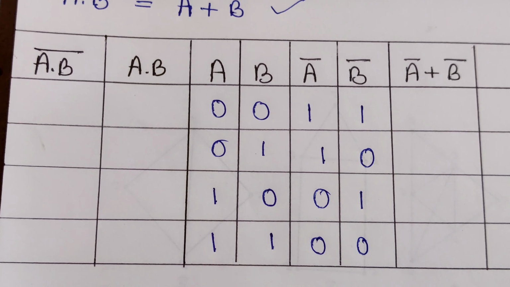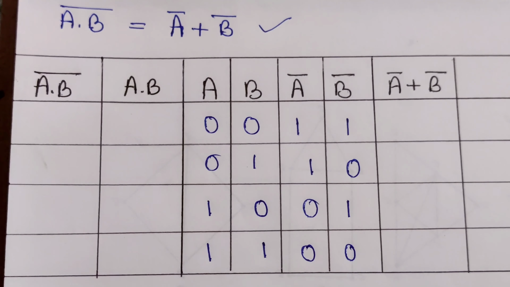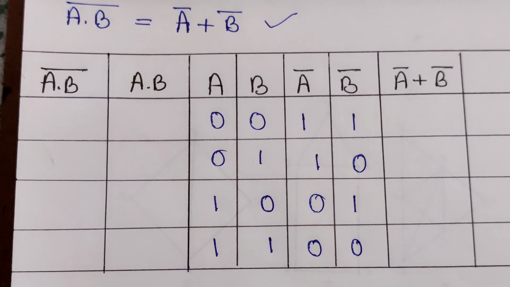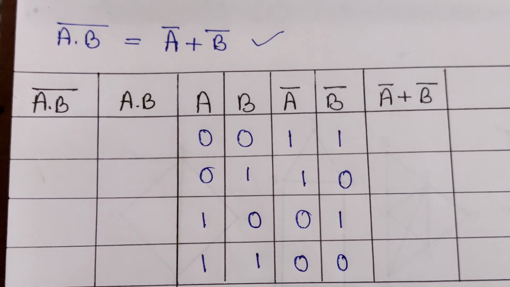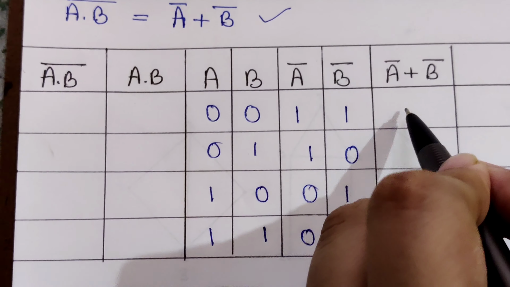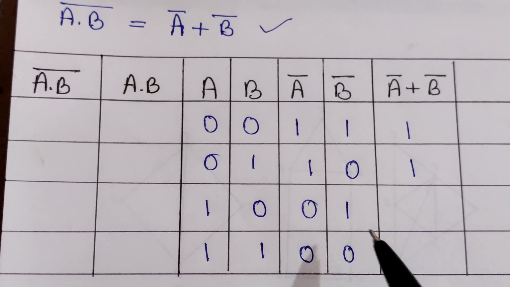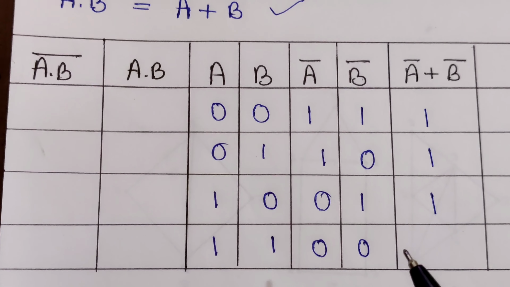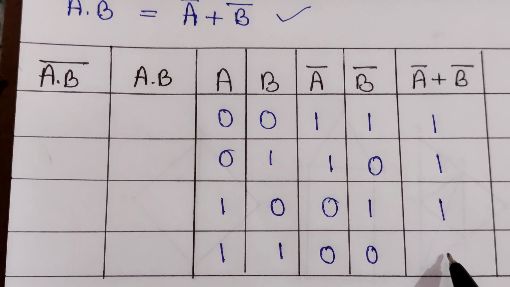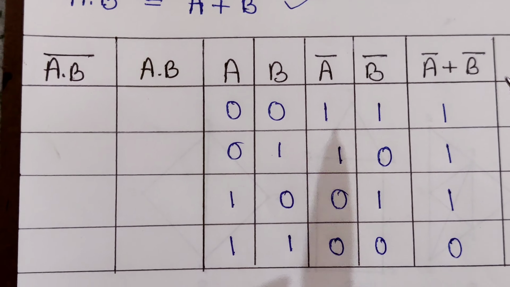That means I will make the OR of these two inputs. In case of OR, if any or all of the inputs are 1, then the output will be 1. So here both the inputs are 1, output 1, one of the inputs is 1, output 1, one of the inputs is 1, output 1. Here both the inputs are 0. In this case only the output will be 0. Now we have got the RHS.